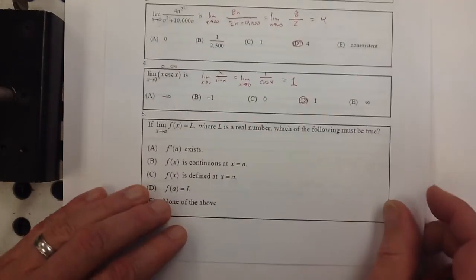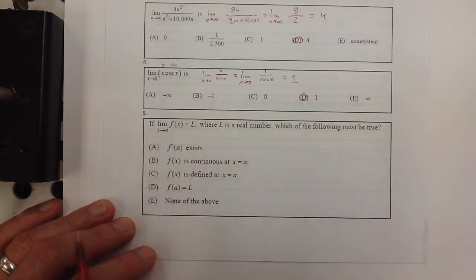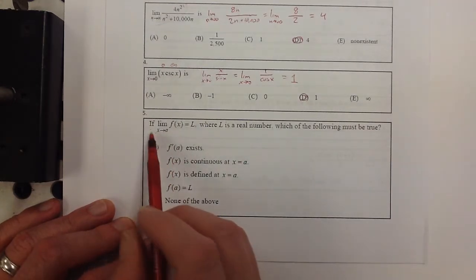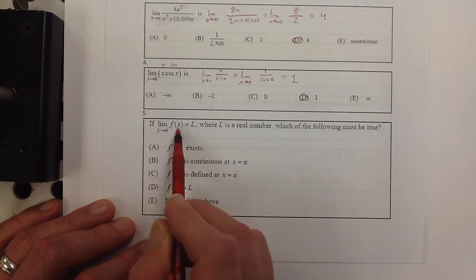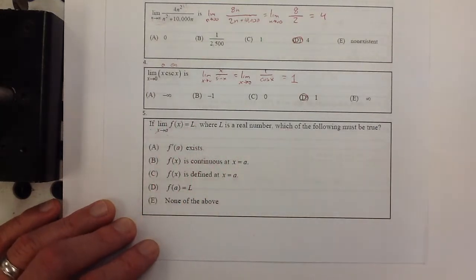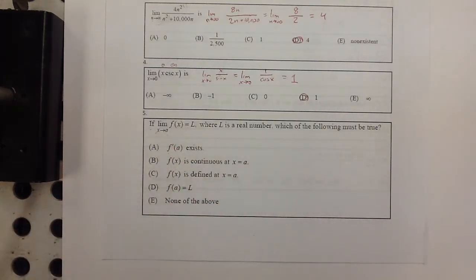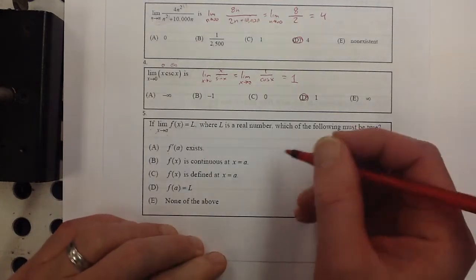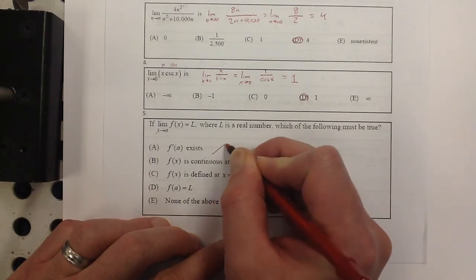Let's see. Number 5. This is a concept kind of limit question, a good thing for us to be thinking about now. If the limit as x approaches a of f of x equals L, in other words, if this limit exists, which of the following must be true? Does the slope at that point have to exist? Well, gee, I don't think so, because if we had a function, I'm going to draw a little counterexample for each one.